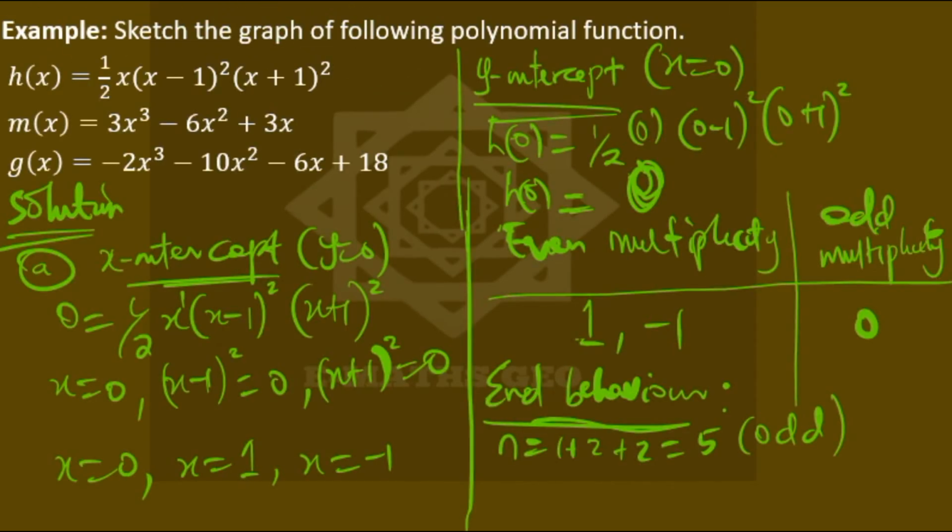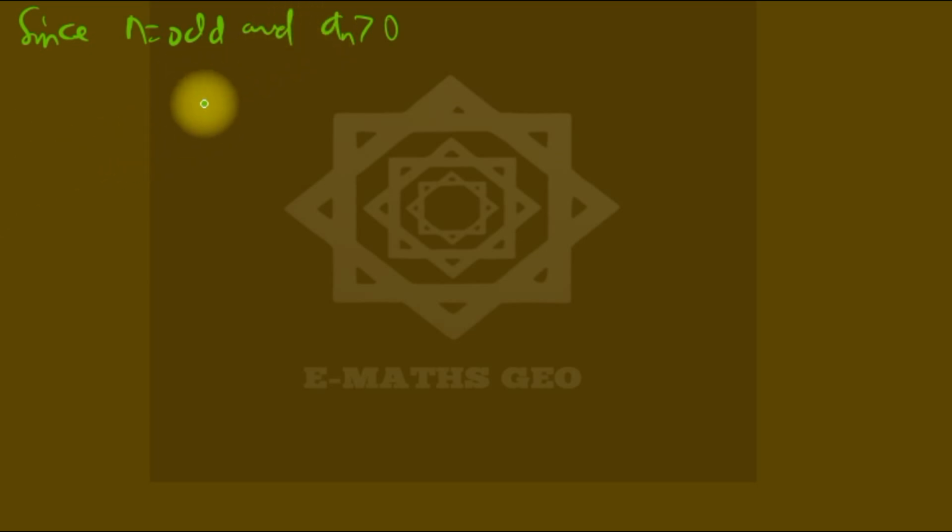I'm saying that since n is odd and an is greater than 0, that is positive. Our an is half. Are you seeing it? The coefficient of the highest power is half. If you expand, you see that half is the coefficient of the highest power here. So that implies that the graph will end like this, something like that, to end this way.